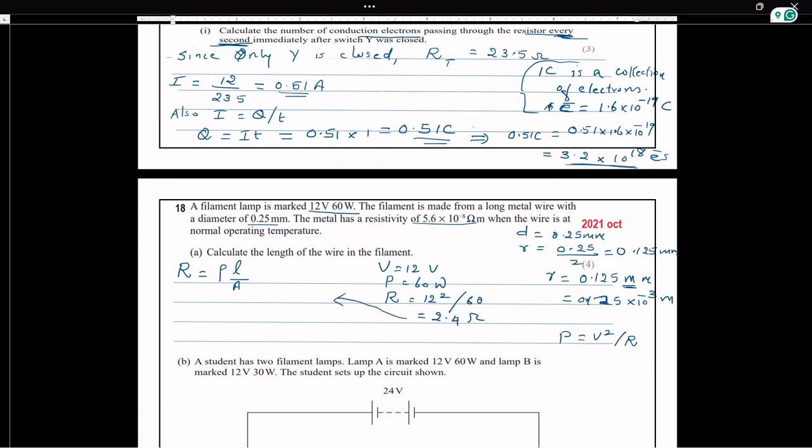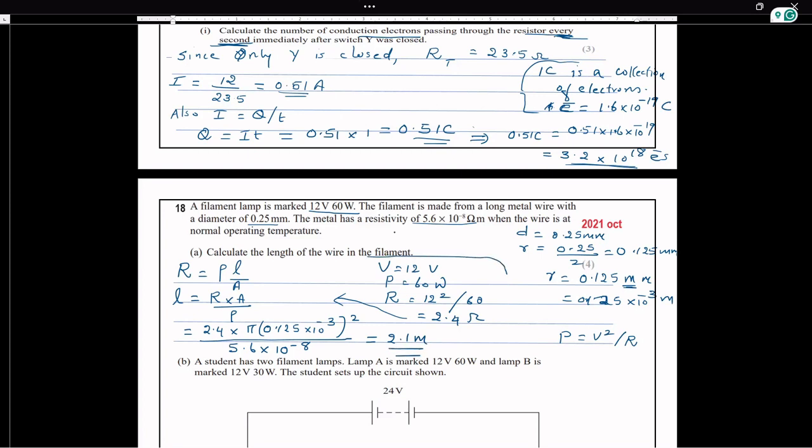So writing L as the subject, L is R times A over rho, where the resistance is 2.4 and area is pi times radius square, which is 0.125 times 10 to the power of negative 3, the whole square, the whole thing over the resistivity, 5.6 times 10 to the power of negative 8. On calculation, this is giving an answer of 2.1 meters.